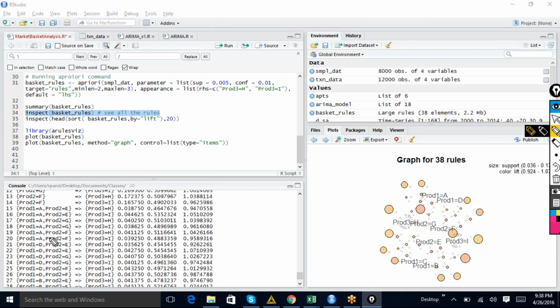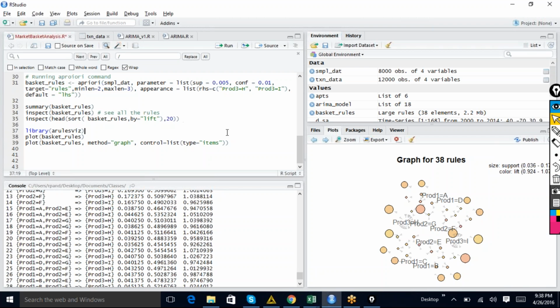So, for example, in this rule right here, it says, I know that product A and product F have been sold. So what is the probability that product H will be sold? The support says 0.4%. So there are 4% of the transactions where product A and product F were sold, and then product H was sold with 51% confidence and with this sort of lift, right? So this is how you will look at it.